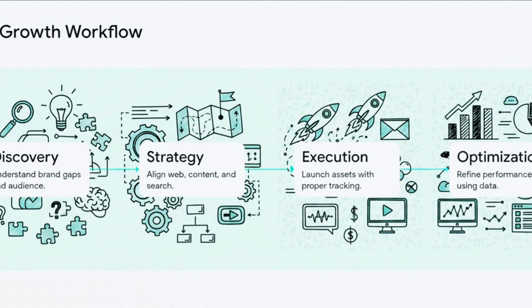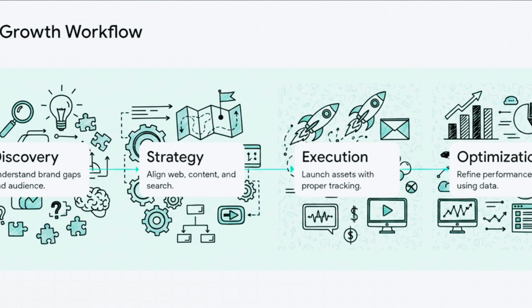Step 1 is discovery. Before doing anything else, you have to understand your brand, your audience, and pinpoint exactly where the gaps in your digital presence are. Step 2 is strategy. This means creating a focused plan that aligns your website, content, search, and tracking into one unified system. Step 3 is execution. This is the fun part, actually launching your website, assets, and campaigns, complete with that vital tracking we talked about.